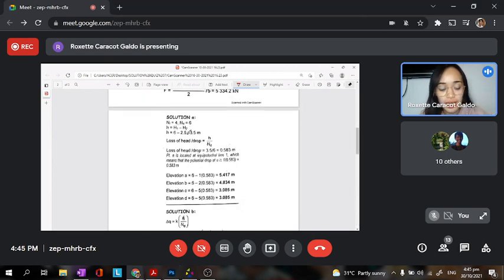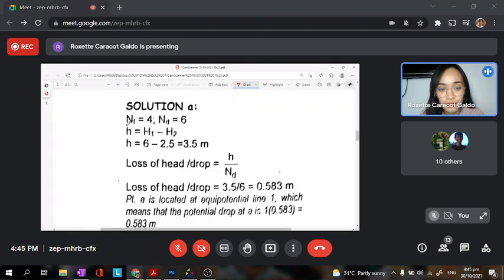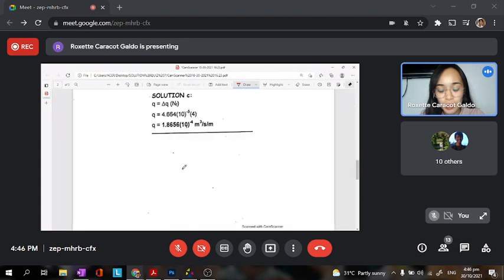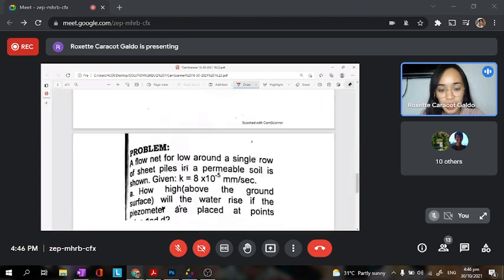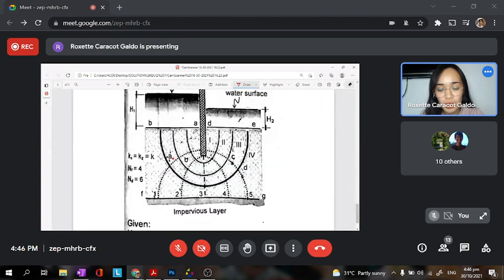First, we have identified the number of flow channels and then the number of drops. So atong yapon nganong 4 siya and then nganong 6. So ang number of flows is we have 1, 2, 3, and 4, no. NF refers to the number of flow channels, kani murag area bounded by the flow lines.